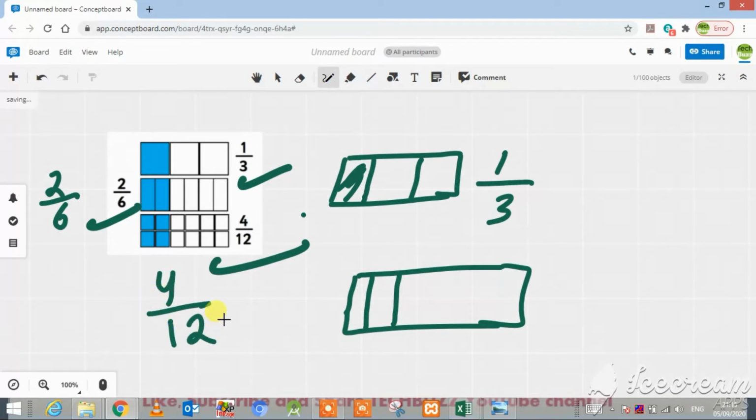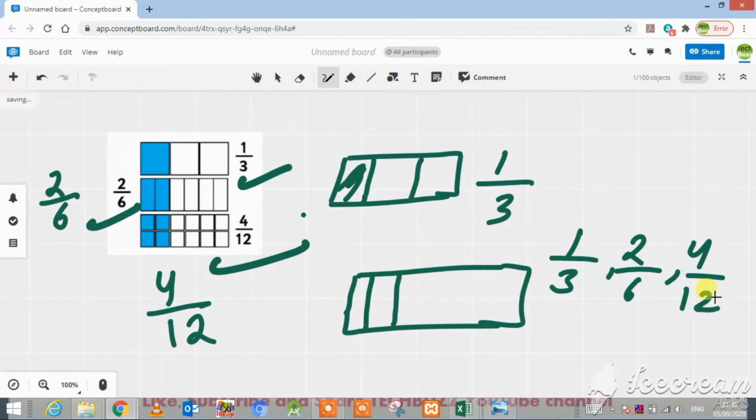So we can say that these three fractions are equivalent fractions because all these three fractions are of the same object. So we can say 1 upon 3, 2 upon 6 and 4 upon 12 are equivalent fractions.